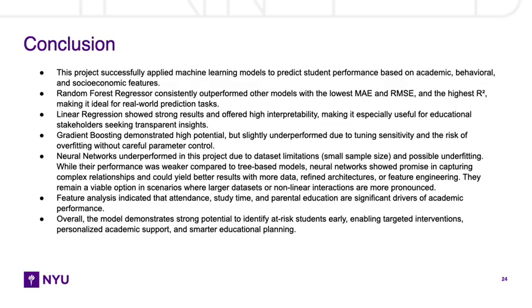And in conclusion, Random Forest came out as the best overall model with a strong R2 score and low errors. Linear regression was also good and easy to interpret. Gradient boosting showed potential but needed more tuning, and neural networks didn't do as well because the data set was too small, as stated before. Important features were attendance, study time, and parents' education. Overall, this project shows that machine learning can help schools support students before they fall behind.